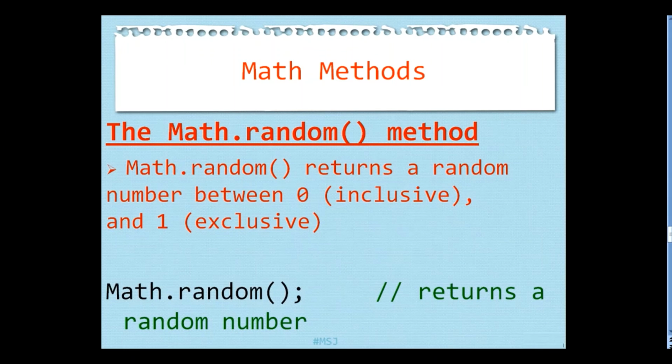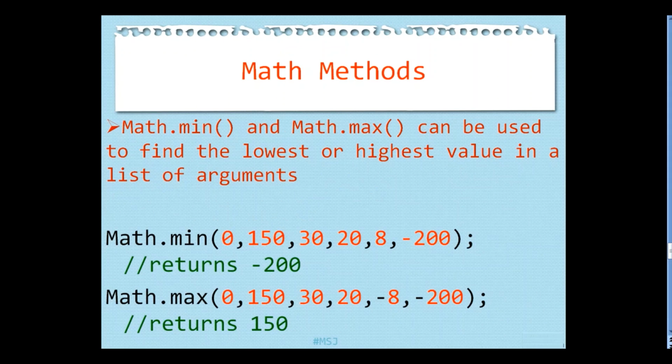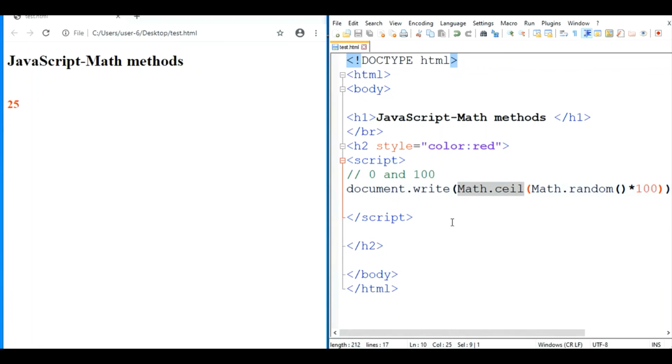Now there are two methods, Math.min and Math.max. These two methods are used to find the lowest and highest values. If we use Math.min and give a number of arguments, it returns the lowest number, which is minus 200, and Math.max returns the highest number. Let us also execute these two methods.